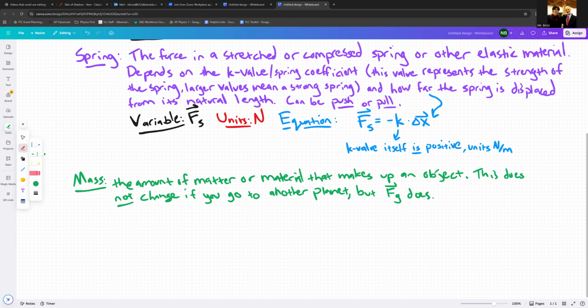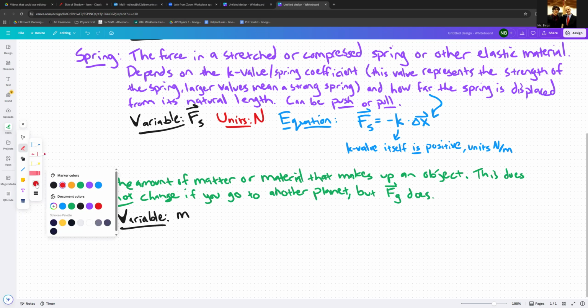Okay, so that's mass. We just want to remind ourselves of the variable and the units. There's not an equation for it. We just measure or know the mass. We'll involve mass in equations like Newton's second law and whatnot. Lowercase m, it's a scalar value, right? So there's no direction on it. The units are kilograms.